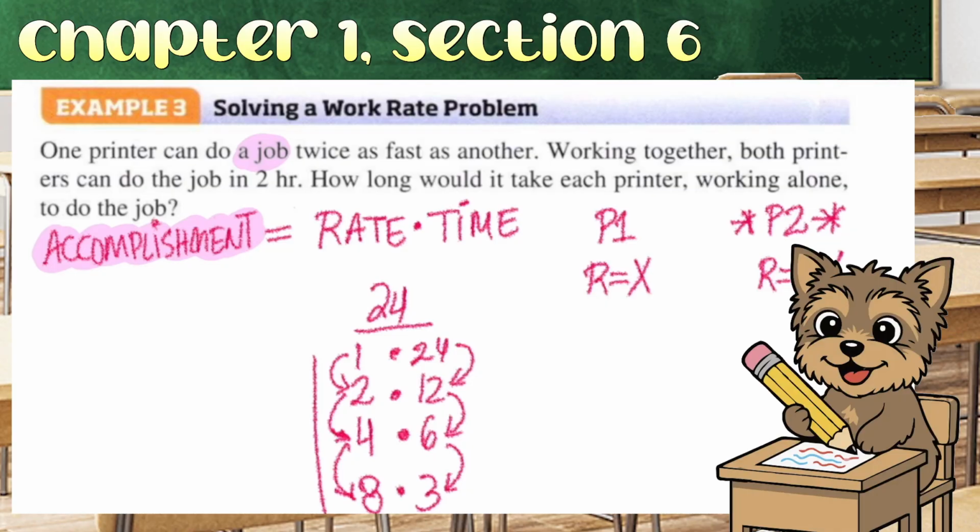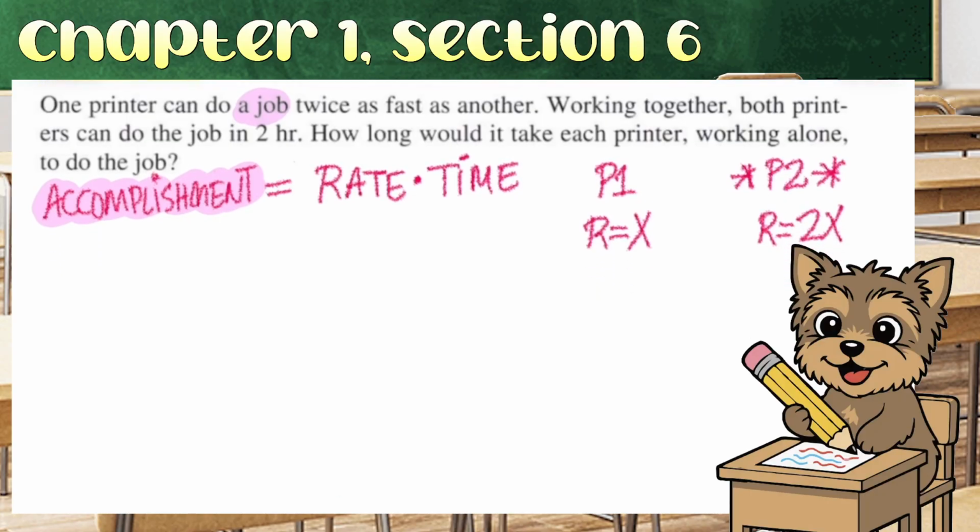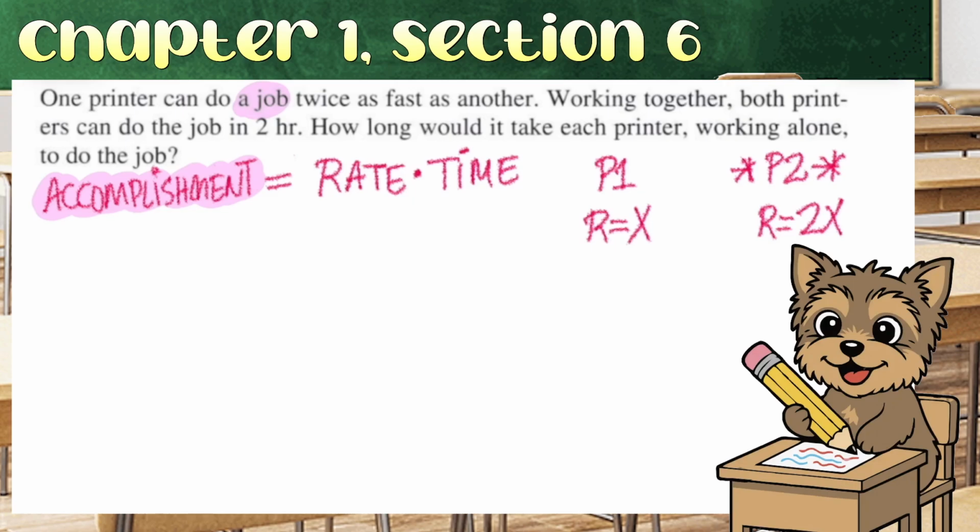So while this thing gets bigger, this thing gets smaller. That's basically what a direct variation will do. So they vary directly. As one rate goes up, the amount of time it takes to accomplish something will go down. All right, so that's all going to be very important.